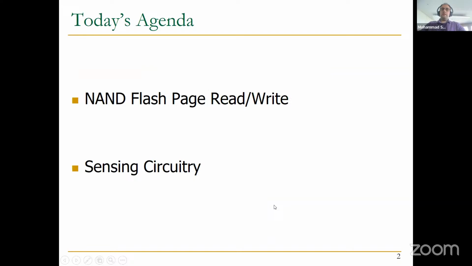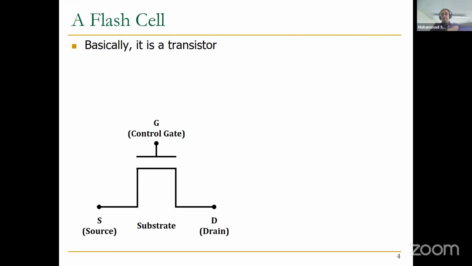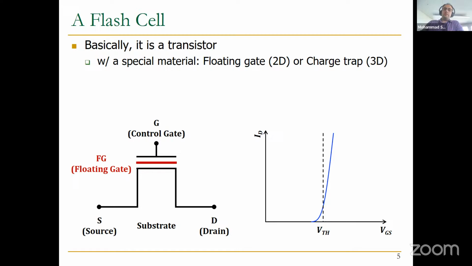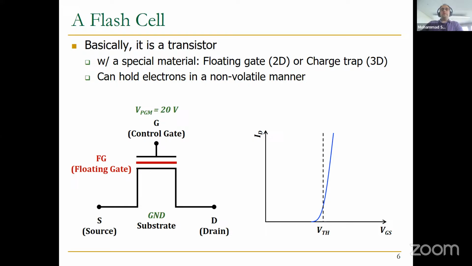So this is a very brief reminder to jog your memory. A flash cell is basically a transistor, as you remember, with the difference that we have a floating gate in 2D NAND flash memory or charge trap in 3D NAND flash memory. That floating gate can hold electrons in a non-volatile manner. Whenever you want to program a cell, you need to apply a high programming voltage, and that causes some electrons to be trapped in the floating gate. As a result, your negative charge is high at the gate, and you need to apply a higher positive voltage to turn on that transistor. Basically it increases the threshold voltage.